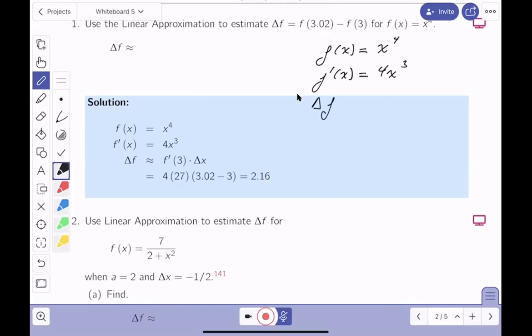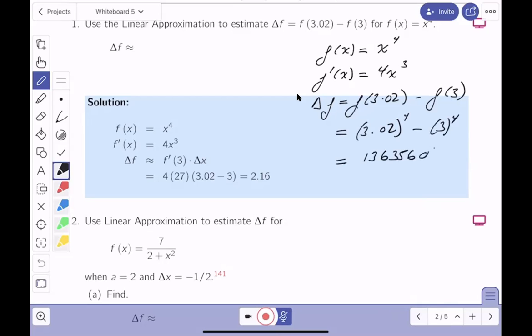And delta f, I'll write this down for you, it's written over here, is f of 3.02 minus f of 3. If I were to do that computation, not as an approximation, but the exact number, it would be 3.02 to the fourth power minus 3 to the fourth power. And I'm going to claim if you were to do that on a calculator, you would get this number over here, 136,356,01 over 625. Yeah, really lousy looking number, isn't it?